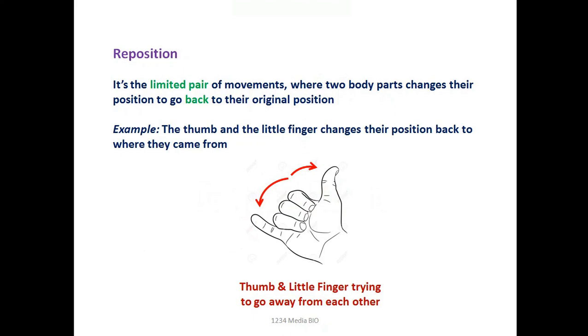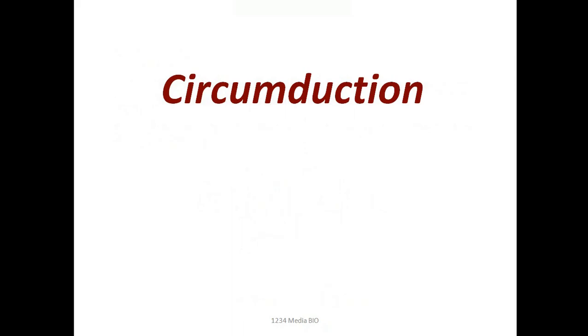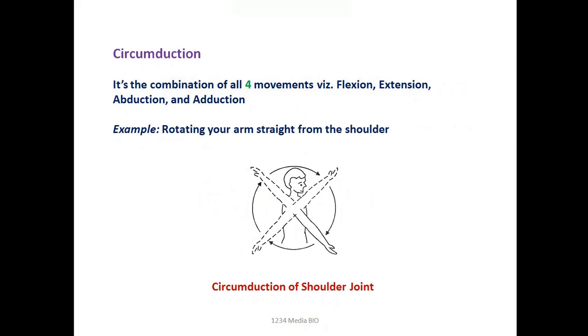See picture below. Our final anatomical movement is circumduction. It's the combination of all 4 movements, namely flexion, extension, abduction, and adduction. Example, rotating your arm straight from the shoulder, shown clearly in the picture.